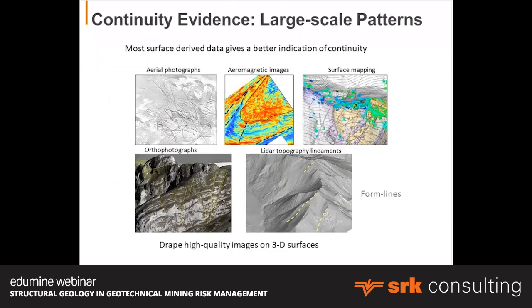Other evidence can come from the large-scale patterns, for example, aerial photography, from aeromagnetics. Perhaps you can take your satellite images or your orthophotos, you can actually drape them onto LiDAR topographic surfaces these days, and you can map out these structures, you can map the continuity. In this case, at this mine, the belief was that these structures actually extended down and through the pit and would have a huge impact on the pit stability.